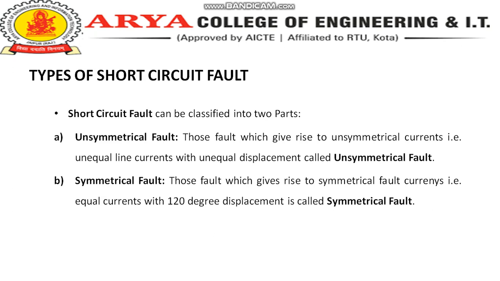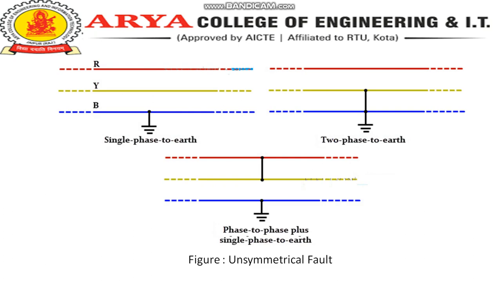Now we discuss the types of short circuit fault. The short circuit fault can be classified into two types. The first one is unsymmetrical fault, which gives rise to unsymmetrical currents, that is unequal line currents with unequal displacement. And the second one is symmetrical fault, which gives rise to symmetrical fault currents, that is equal currents with 120-degree displacement.